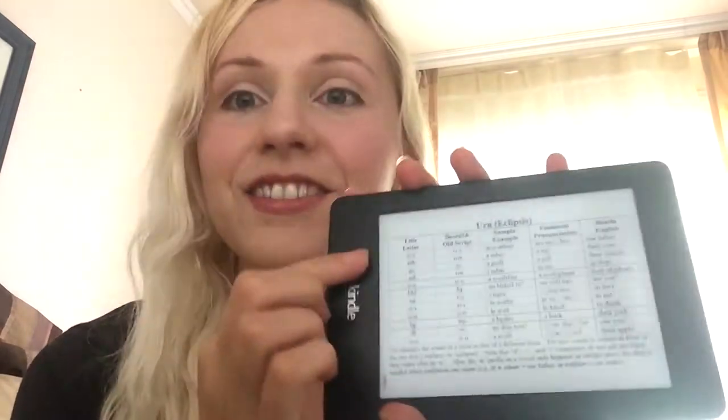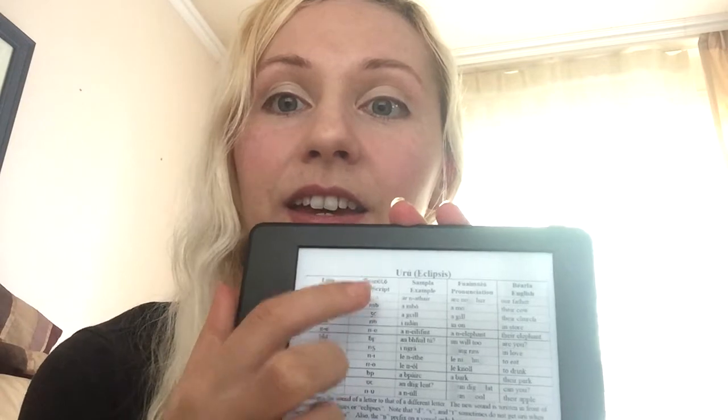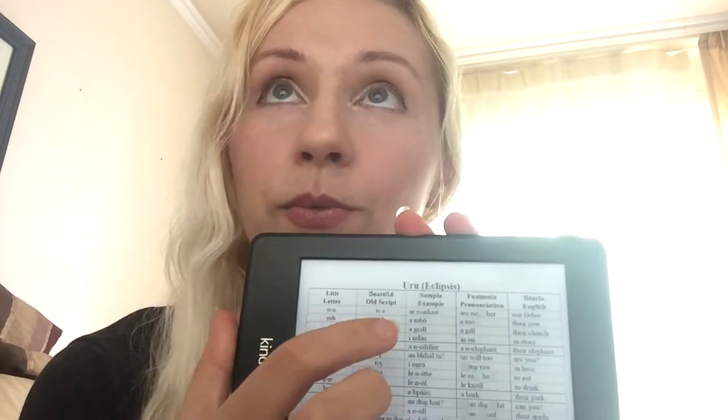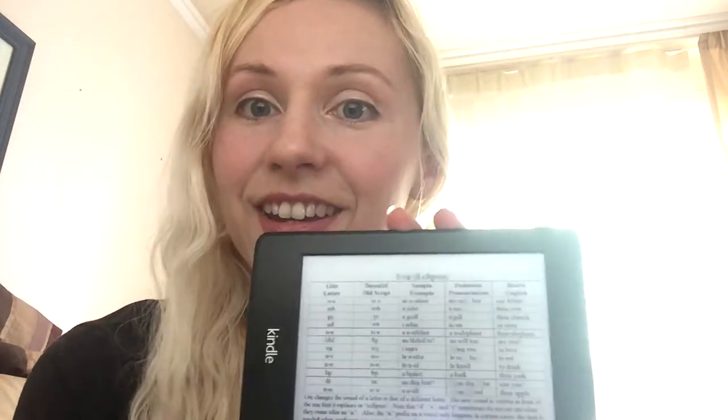Okay, so we're going to look at the list of urus and some examples and how they sound. So like the last chart we were looking at, we have the letter, how it would be written in Shankló, an example, the pronunciation, and the translation in English or Béarla. Okay, so let's start with the first one.